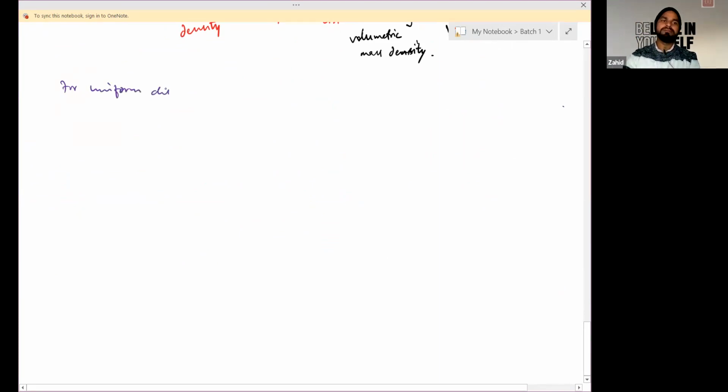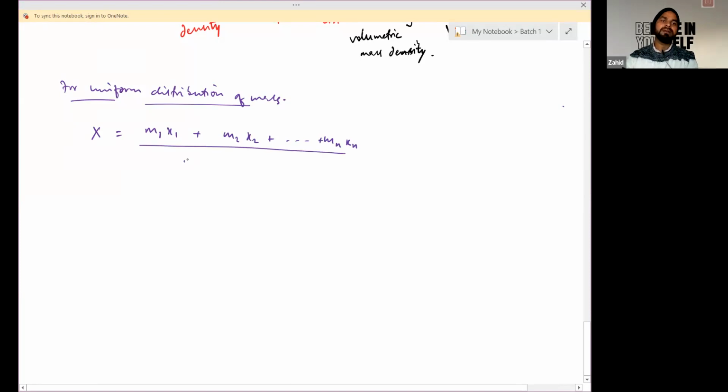Uniform distribution of mass. Let's say the x coordinate will be m1 x1, as it was initially, plus m2 x2, and so on to mn xn, divided by m1 plus m2 and so on to mn.